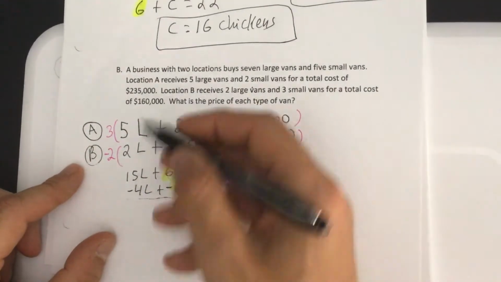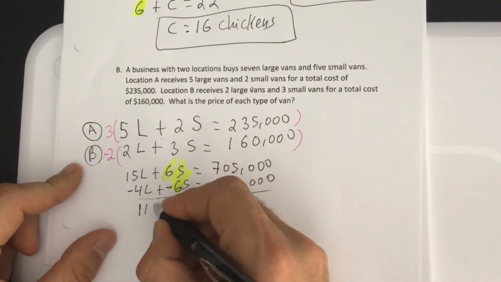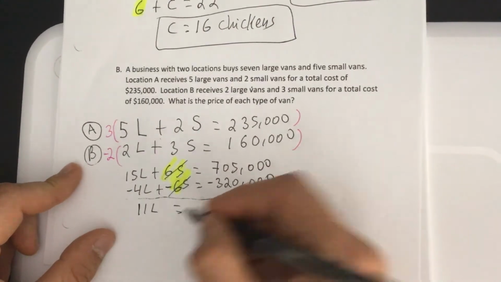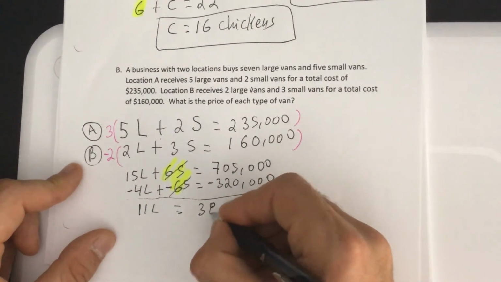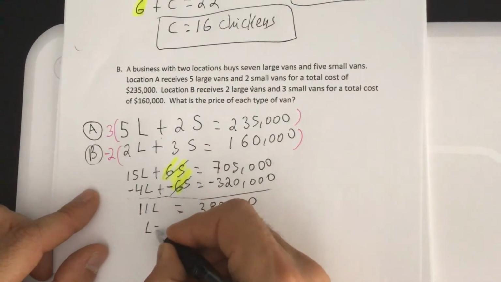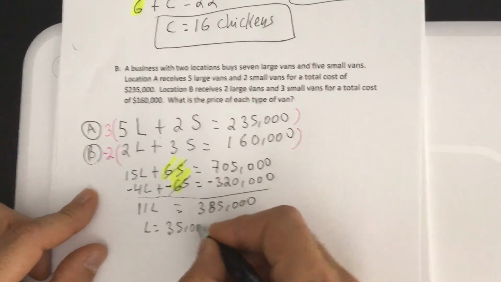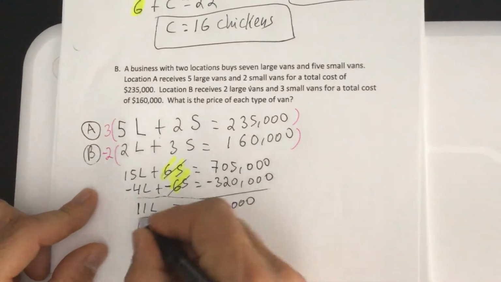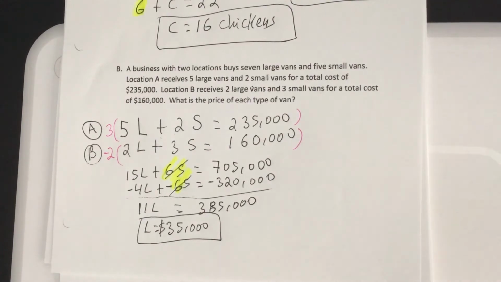We combine them, 15L and -4L, that will be 11L. They cancel each other here. 705,000 minus 320,000, that will be 385,000. Divide both sides by 11. And we got L is equal to $35,000. All right, so we got the price of the large band.